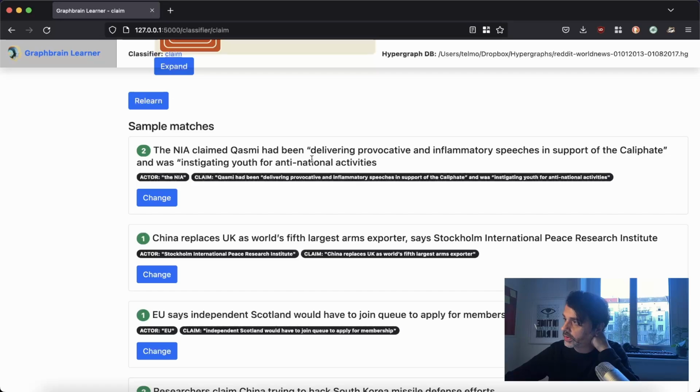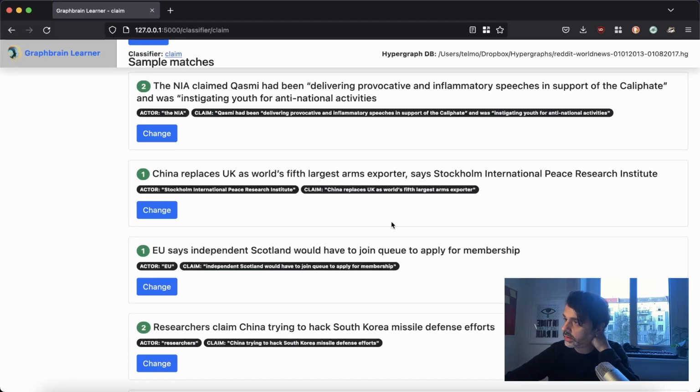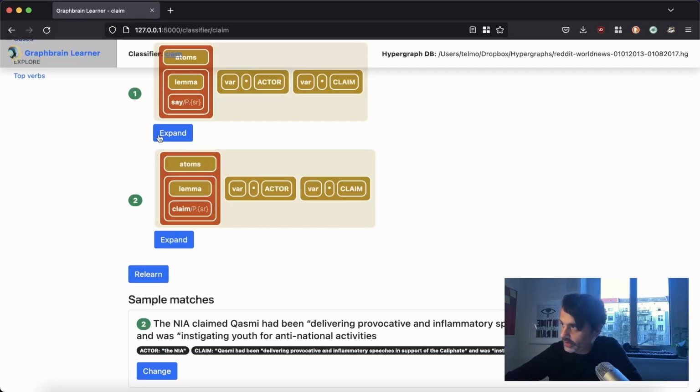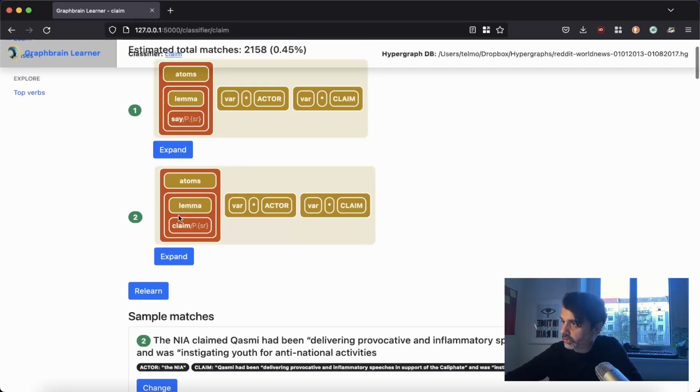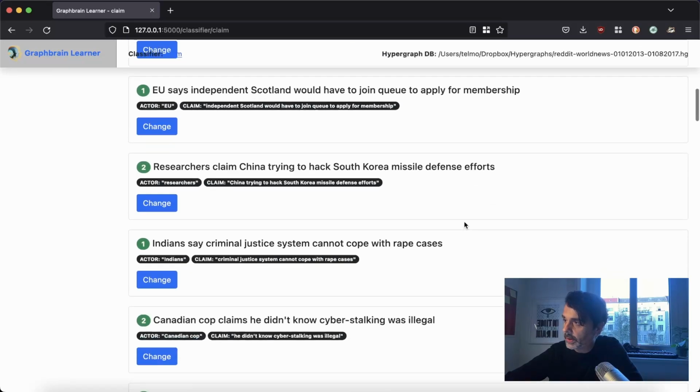So NIA claimed this. Stockholm. Okay, an interesting thing to notice now is that the patterns are numbered. Now we have two, and these numbers are used to indicate when we have the sample matches. For example, we can see which one of the patterns triggers this case. So here it was the second pattern, the first pattern. Like here it was the second pattern again. And this is useful when we are trying to drill down on a specific pattern.